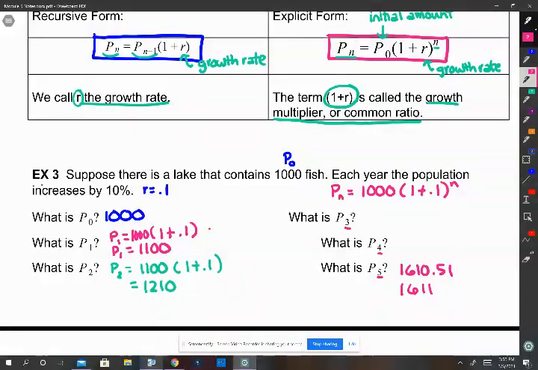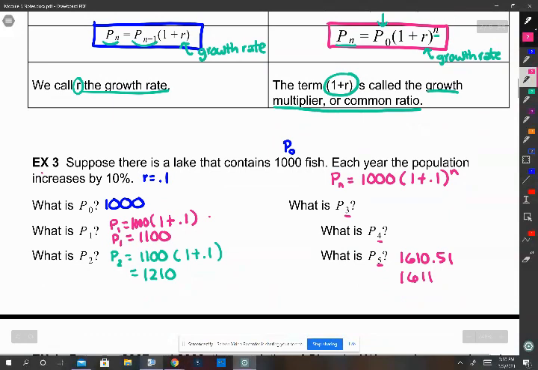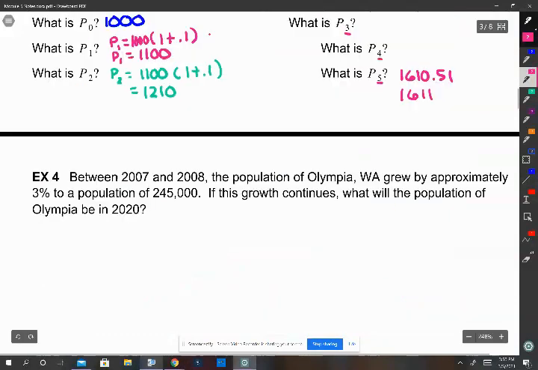But the idea is that I don't have to know what happens previously if I write my explicit equation right from the beginning. I can figure out whatever number that I want, and that's why the explicit is nicer. So when I look at example 4, it's kind of the same thing.